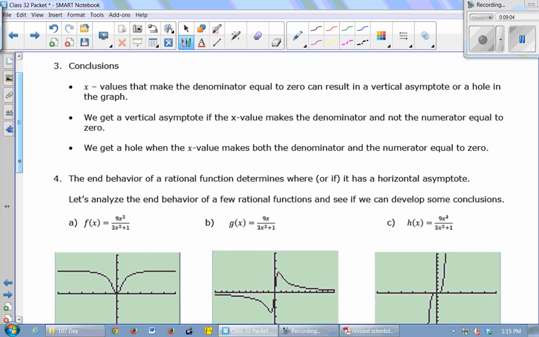All right, so here's our conclusions about vertical asymptotes. X values that make the denominator equal to 0 could result in a vertical asymptote or a hole in the graph. You get a vertical asymptote if the x value makes the denominator, but not the numerator, equal to 0. And you get a hole if that x value makes both the denominator and the numerator equal to 0.